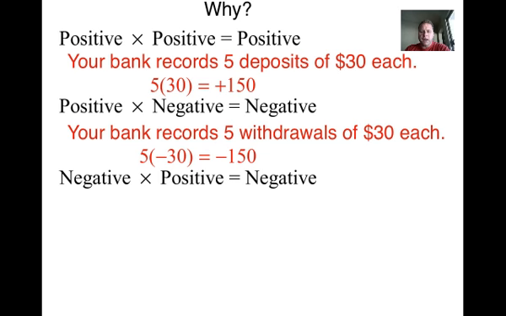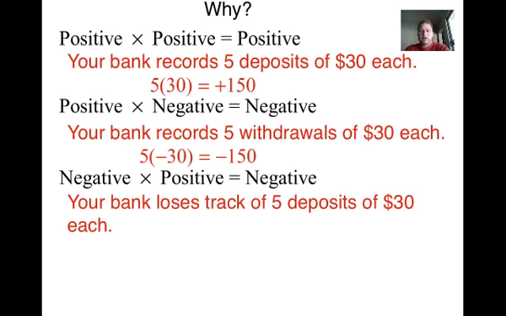Now a negative times a positive. So here your bank loses track of 5 deposits of $30 each. So you're putting money into the bank, but the bank isn't recording it. So when you look at your bank statement, you're not seeing that money in your bank account. That would be a bad thing. That's a negative. So you're putting money in, but it's not showing up. So negative 5 deposits that were lost of $30, that's a bad thing.